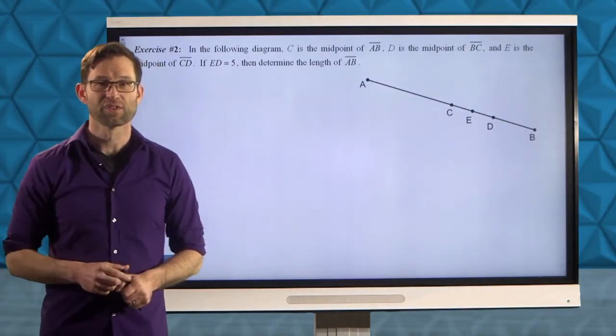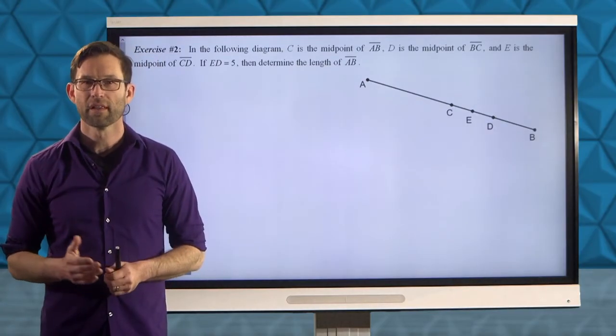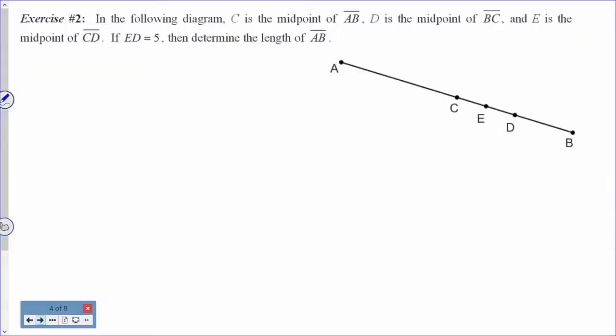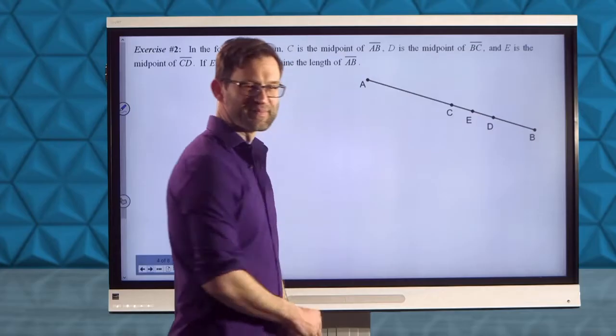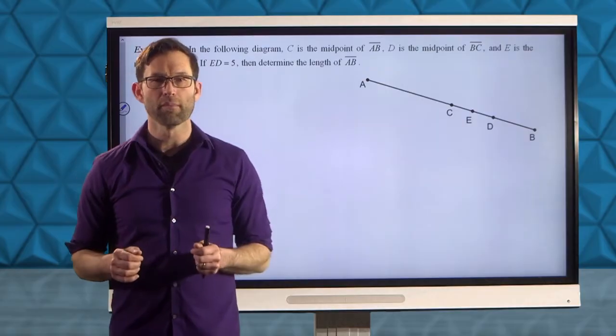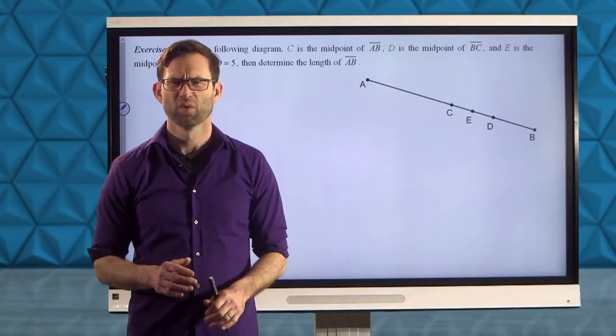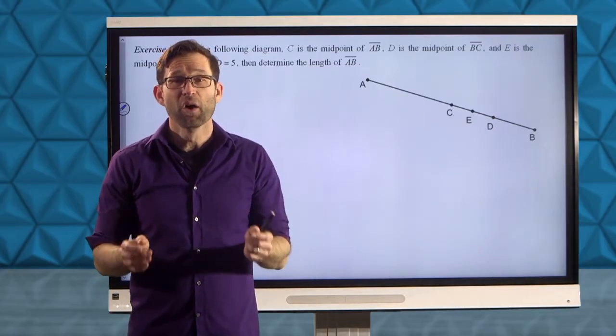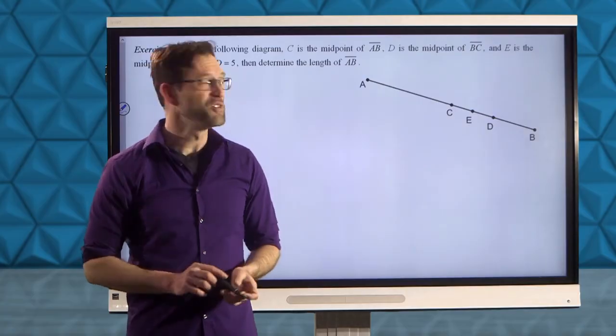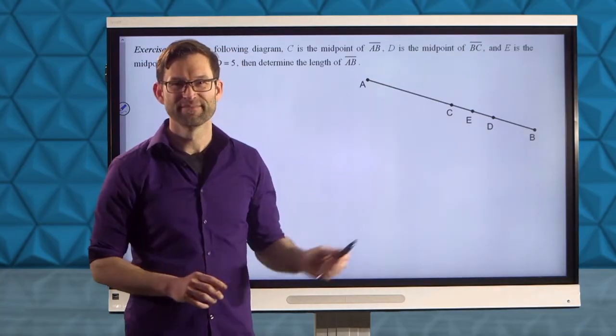All right, exercise number 2. This one's kind of a fun one. Let me read it over for you. Exercise number 2. In the following diagram, C is the midpoint of AB. D is the midpoint of BC, and E is the midpoint of CD. If ED is equal to 5, then determine the length of AB. All right. Well, if you've got a good sense for what midpoints are at this point, you can probably do this problem without any problem. Anyway, what I'd like you to do is take a little bit of time and see if you can figure out what the length of AB is.